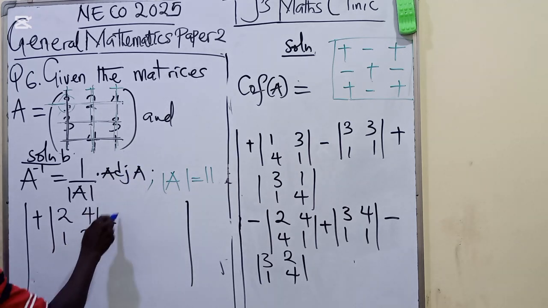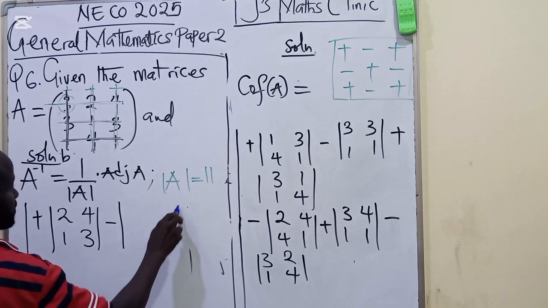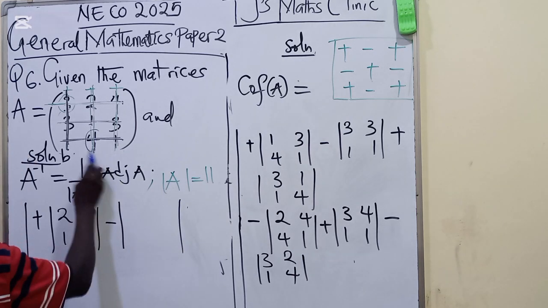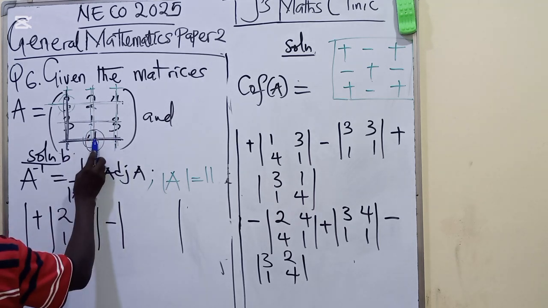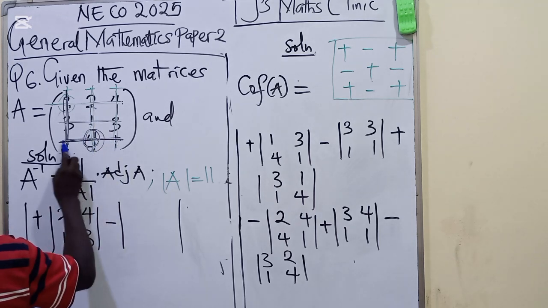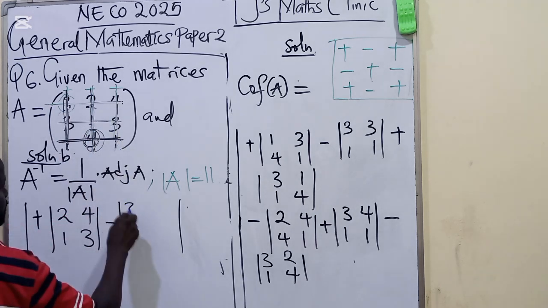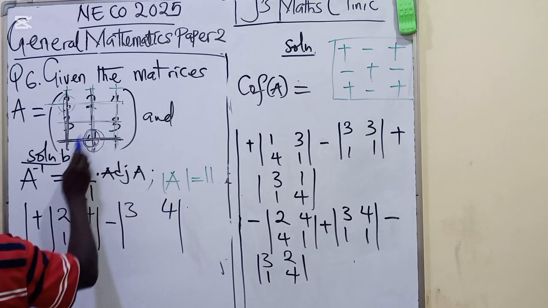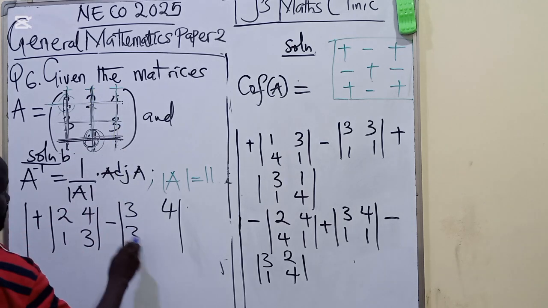Next would be negative. We have something like this. Let me remove this. We are at this point now. We close this row, we close this column. We have 3, 4, 3, 3.